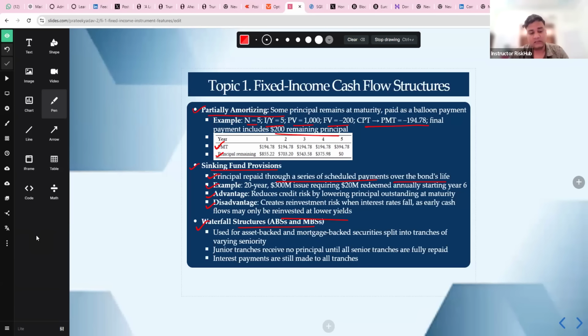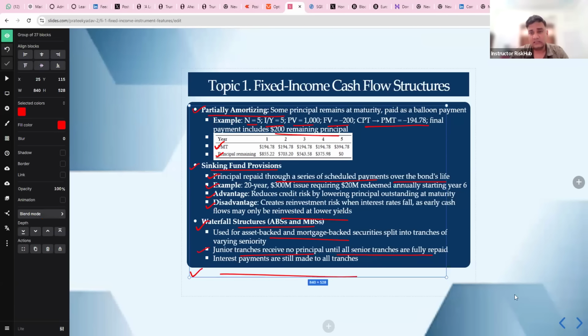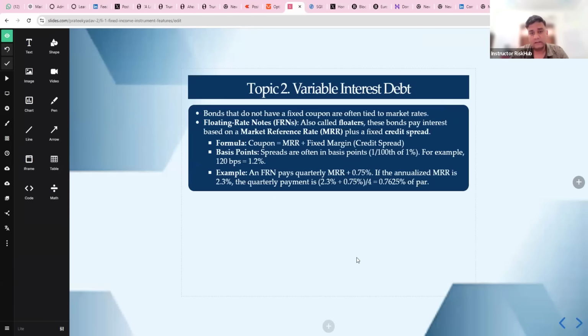From the real world perspective, mortgage-backed securities, asset-backed securities, securitization structures, all these things have to be kept in mind. So for asset-backed and mortgage-backed securities, junior tranches receive no principal until all senior tranches are fully paid. Interest payments are still made to all tranches. Once we have seen this, we go ahead.